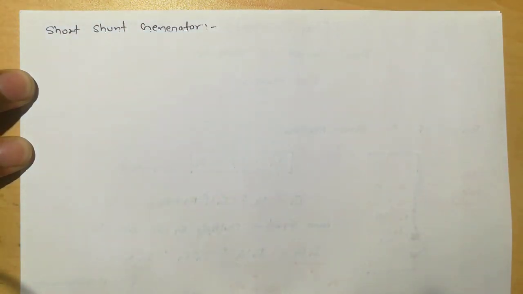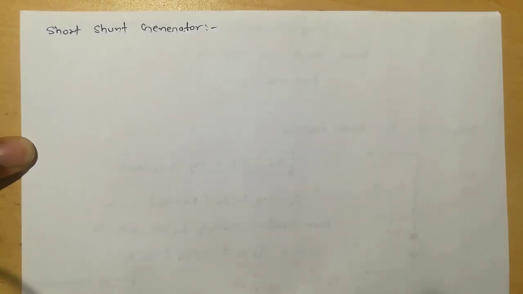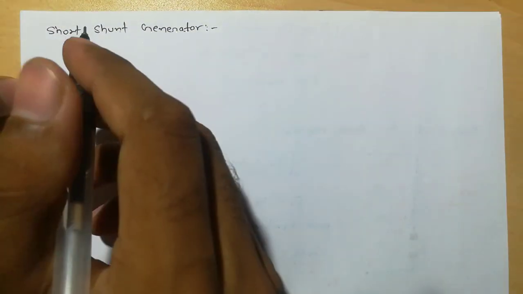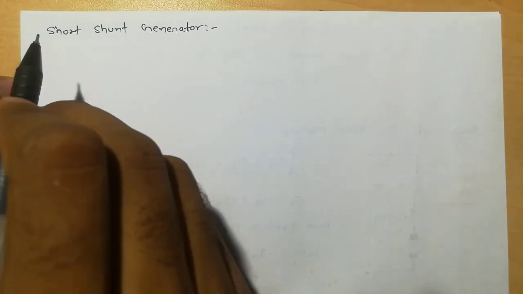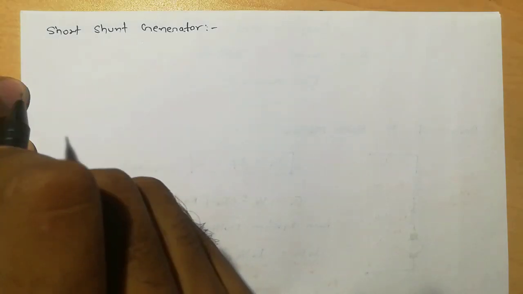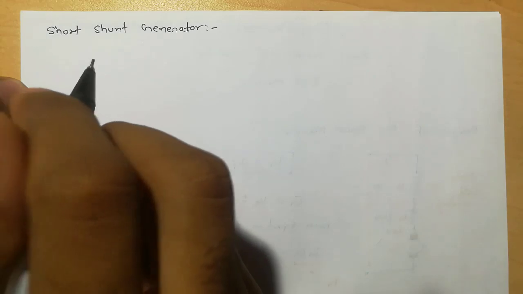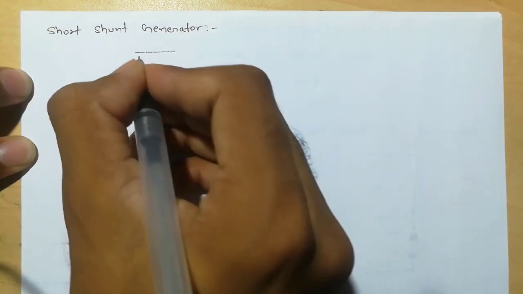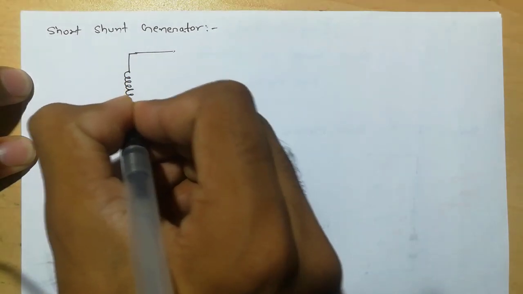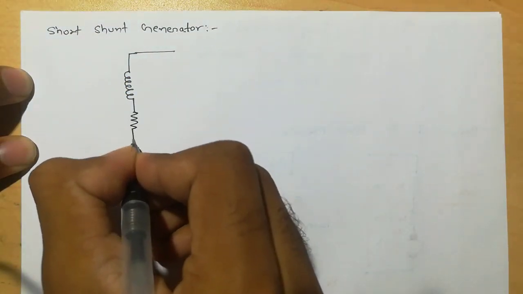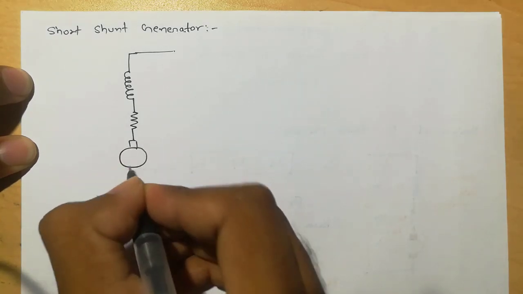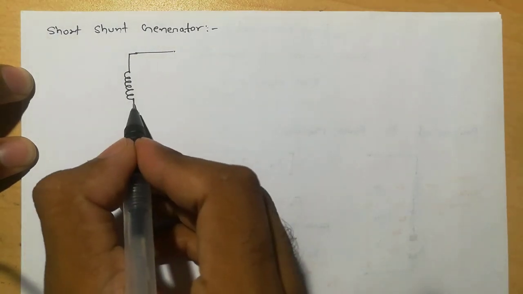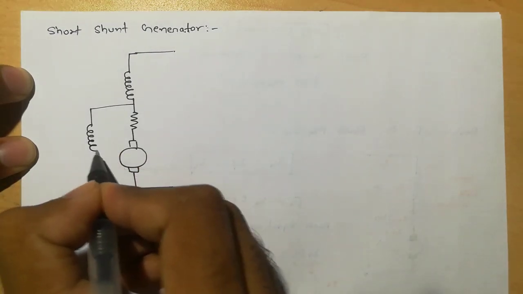For the short shunt generator, first of all we will draw a diagram. In this generator, the shunt winding is connected only in parallel with the armature. First we will draw a series DC machine like this. This is our series winding, here our armature winding, and here our armature. For the short shunt arrangement, we will only consider the armature.